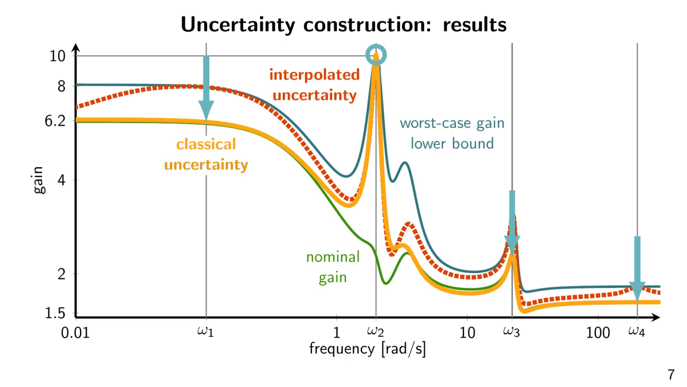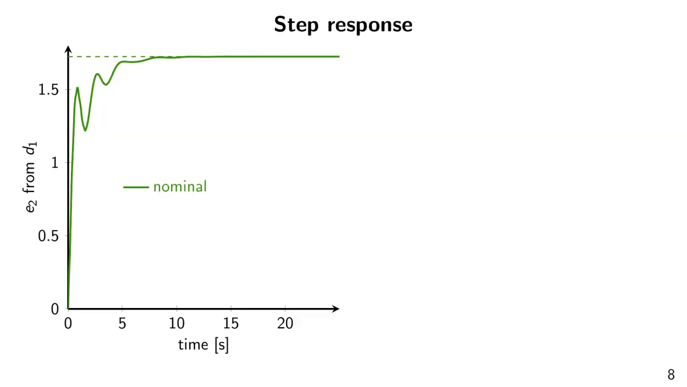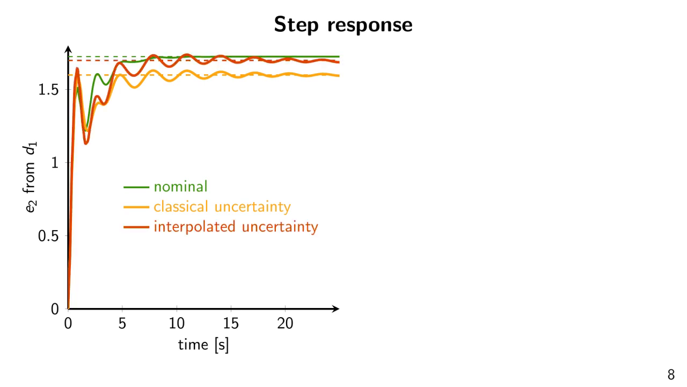The difference between these uncertainties is clear in the frequency domain, but it isn't necessarily pronounced in time domain simulations. To illustrate that, let us look at the system in the time domain. This is the step response of the nominal system for one input-output pair. The dashed line indicates steady-state value. This is the response with the classical uncertainty, and this is the interpolated uncertainty. These two are fairly similar for this input-output pair. We could even argue that the classical uncertainty represents a larger deviation from the nominal.